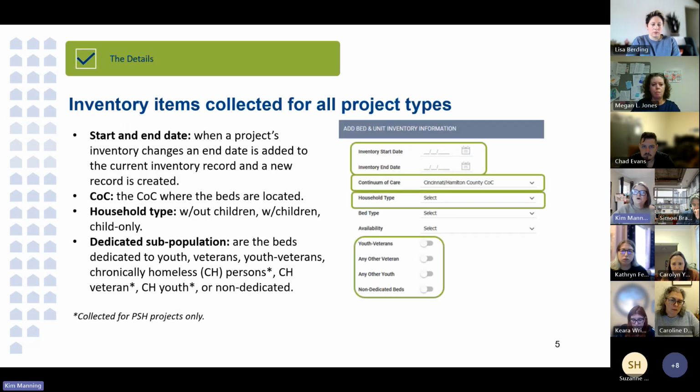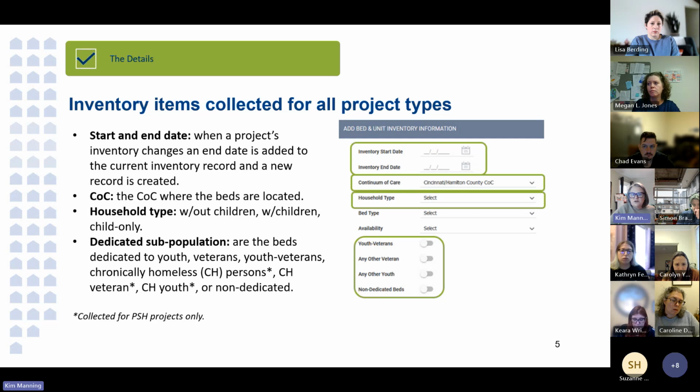Now, I wanted to show you what an inventory looks like when we enter it into Clarity. Every inventory has a start and end date. So as your inventory changes, we need to update the start and end date. For scattered site projects, we are able to use your actual enrollment and housing move-in date to determine the number of beds, so you don't have to let us know every time it changes. Then there is the CoC where the beds are located, and the housing type, whether it's without children, with children, or child only housing type.